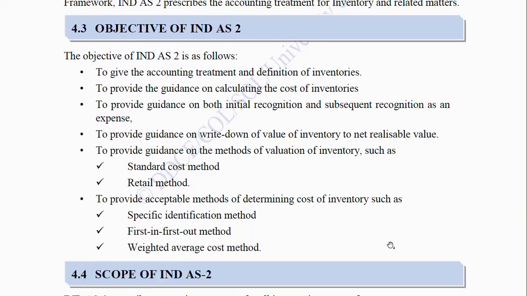4.3, Objective of Ind AS 2. The objective of Ind AS 2 is as follows: to give the accounting treatment and definition of inventories, to provide the guidance on calculating the cost of inventories, to provide guidance on both initial recognition and subsequent recognition as an expense, to provide guidance on write down of value of inventory to net realizable value, to provide guidance on the methods of valuation of inventory such as standard cost method, retail method, to provide acceptable methods of determining cost of inventory such as specific identification method, first in first out method, weighted average cost method.